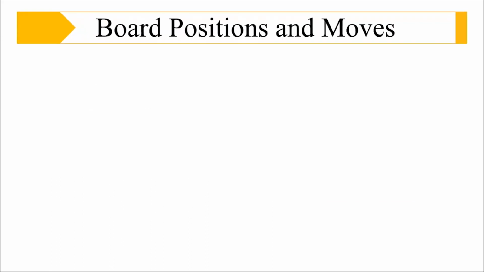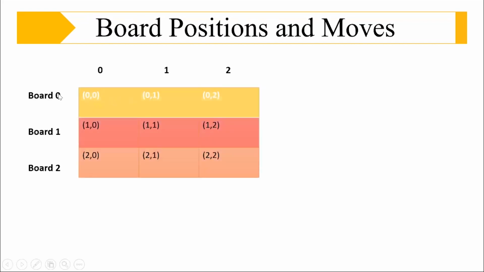Now let's first understand the board positions and moves for the tic-tac-toe game. So here we will have three boards, that is three rows: board 0, board 1 and board 2. And we will have three columns: column number 0, column number 1 and column number 2. So for board 0 and column 0, we have position 0, 0. For board 0 and column 1, we have position 0, 1. For board 0 and column 2, we have position 0, 2.